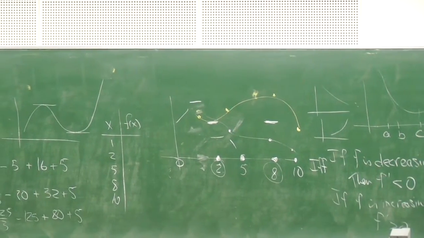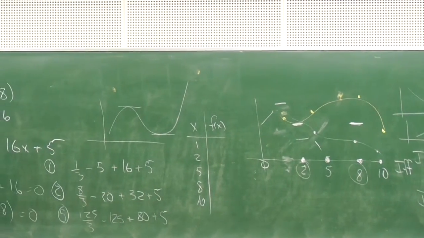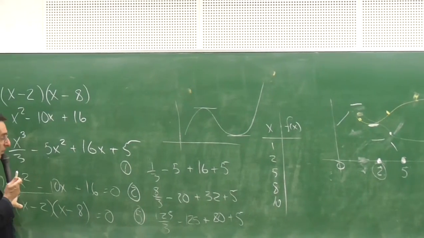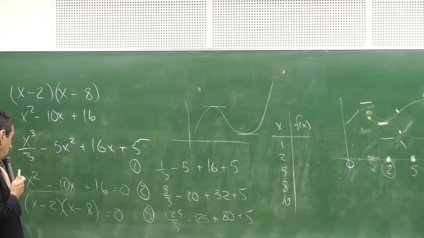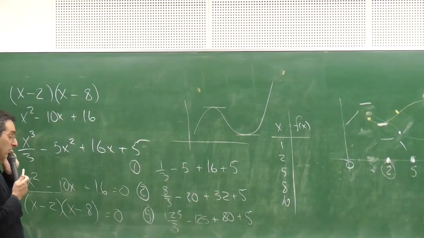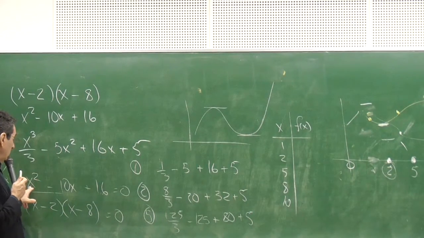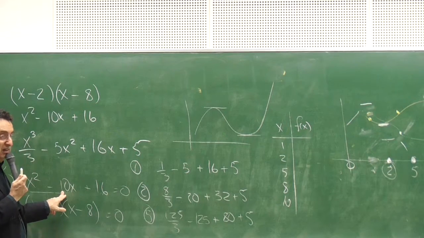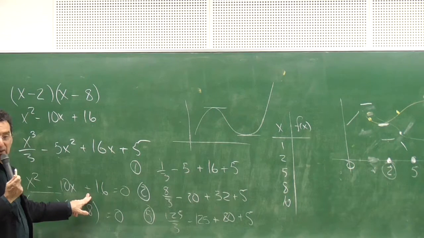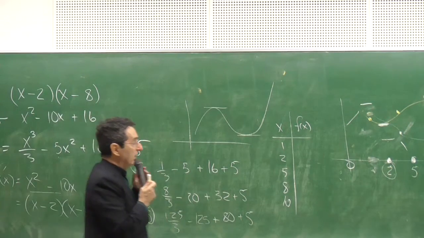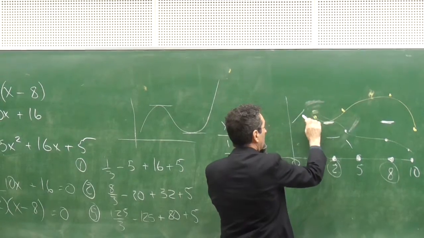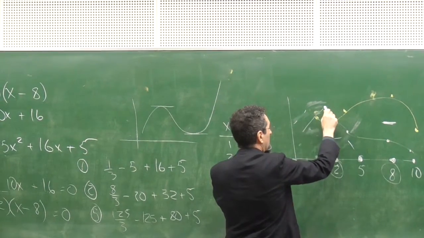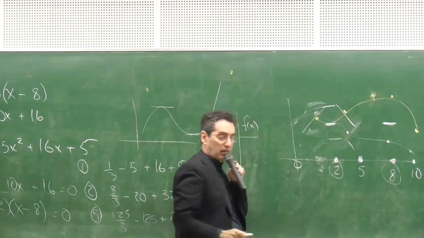Now, what's an easy number after 2? It has to be less than 8. Well, 5. Okay, let's use 5. So 25 minus 50 plus 16 is what? Is that positive or negative? Negative. So I know that it's like this. Whoops, I drew that wrong. It's here, flat, there. Right?